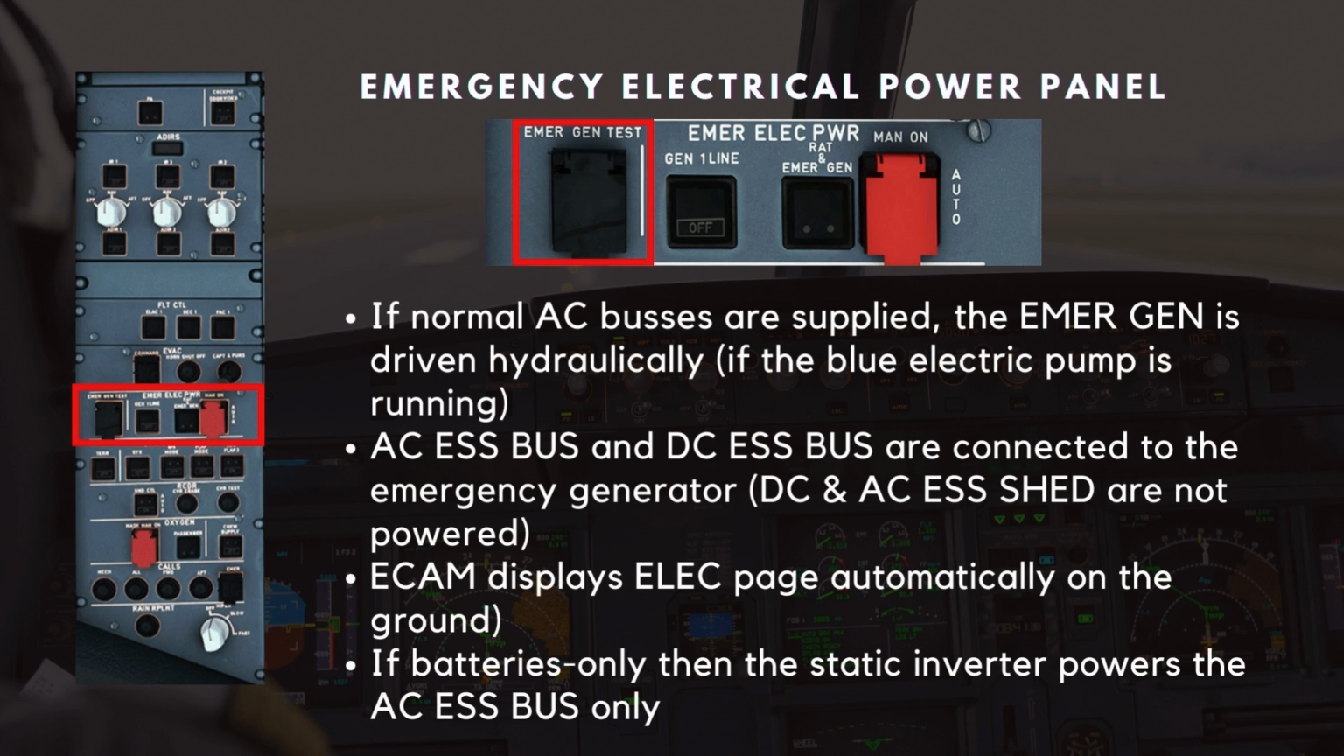If the normal AC buses are supplied, then the emergency generator is driven hydraulically if the blue electric pump is running. The AC essential bus and the DC essential bus are then connected to the emergency generator. Note the DC essential shed and AC essential shed buses are not powered in this case. ECAM then displays the electric page automatically, although this is only true on the ground. Now, if the batteries are the only power supplying the aircraft, then the static inverter powers the AC essential bus only.